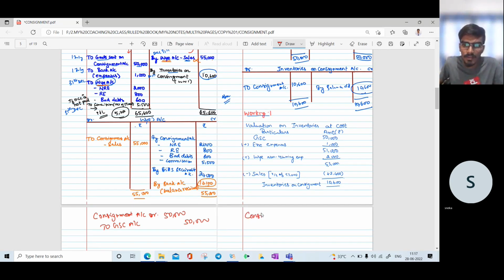Then write consignment account debit to bank account 1,000, 1,000. Okay. Then write consignment account debit to W's account. How much? 2,000, 2,800, 3,400 plus 5,500. 8,900.